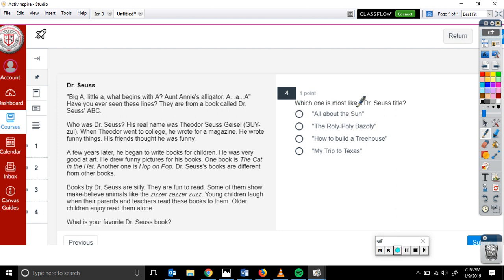Which one is most like a Dr. Seuss title? You've read Dr. Seuss books. You know how silly they are. I bet you could already answer this question. Remember, Dr. Seuss likes to do rhyming words, right? He likes to do the cat in the hat, hop on top. He likes to rhyme. Wonder if any of these rhyme.